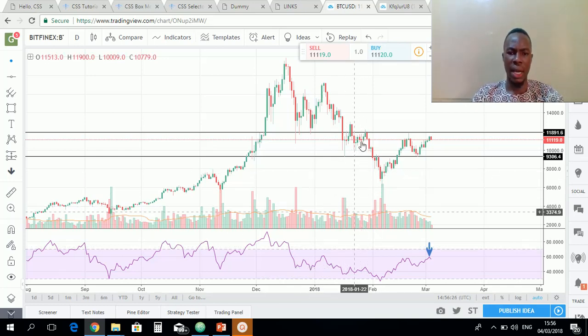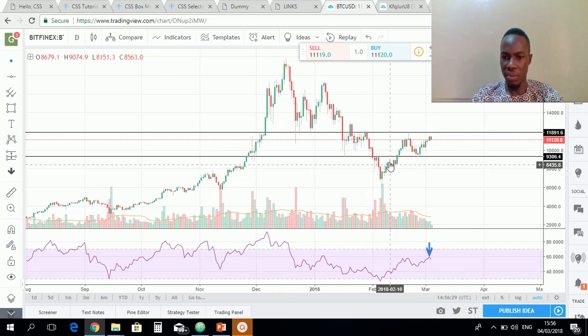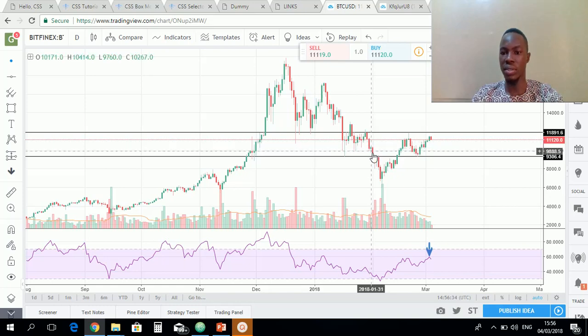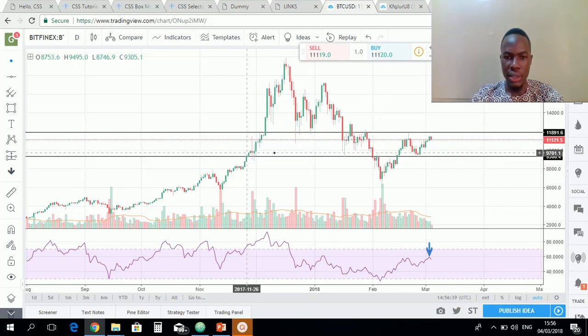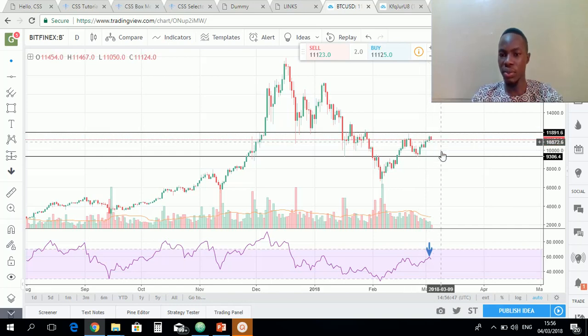By the way, I just drew a channel here for Bitcoin with a resistance area at about 11,900 and a support area at about 9,300. You can see that Bitcoin has been respecting this zone for a while now. So let's just keep looking at the chart and see what it will do.